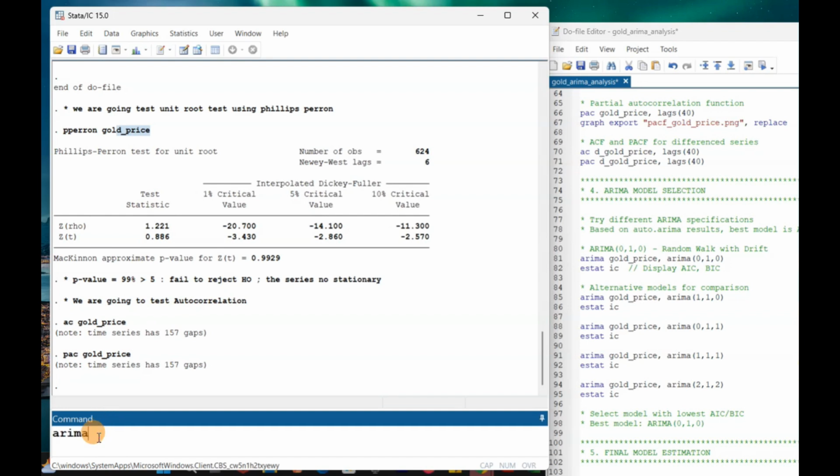Let us check the information criteria for this model. Can we check the information criteria for this model? It will be estat IC, to display the information criteria.